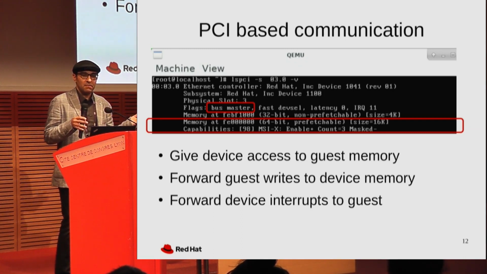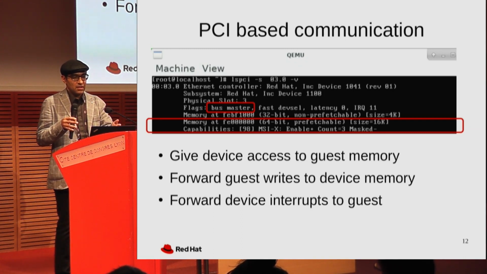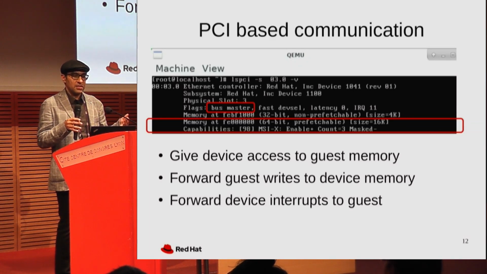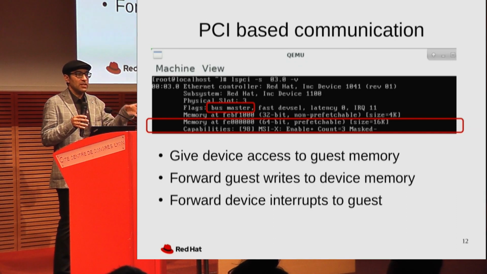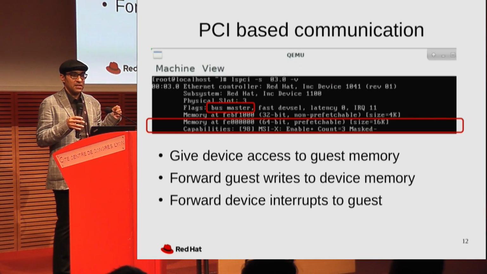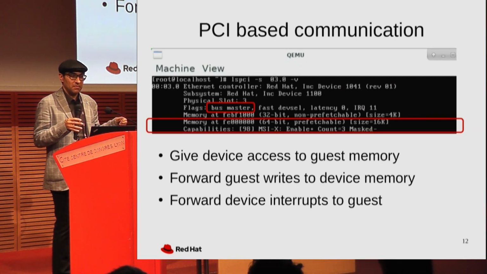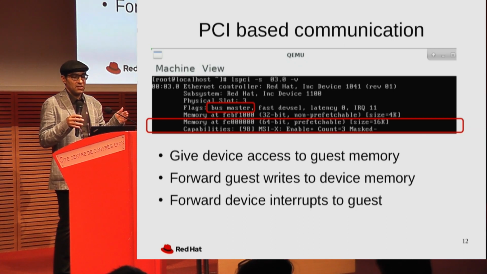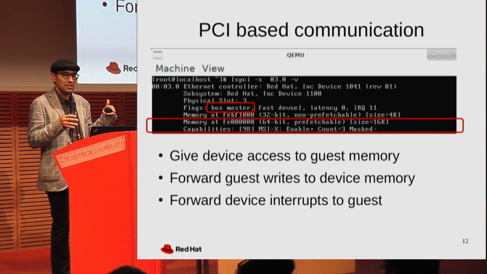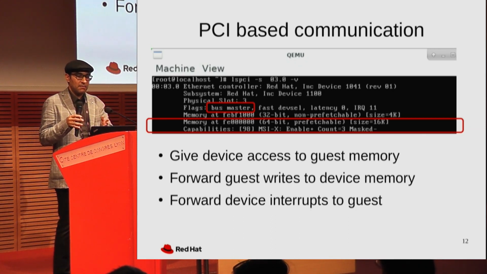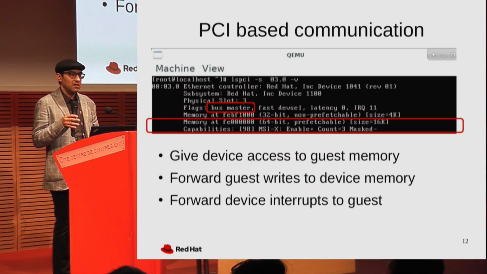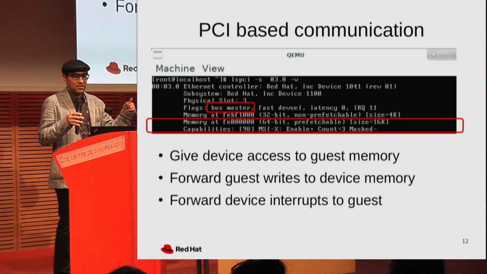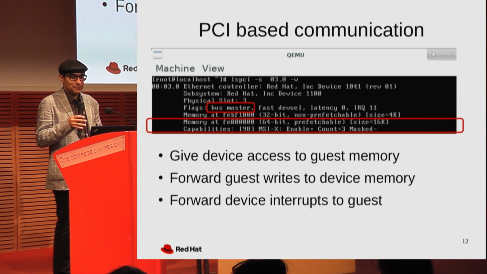Then the other part is the second square. You can see some device memory. So the driver can initialize the device through this device memory. Again, this is very similar to PCI. I'm going to talk about this a little bit later. And finally, we have message signaled interrupts. This means we have signaling from the device to the driver.